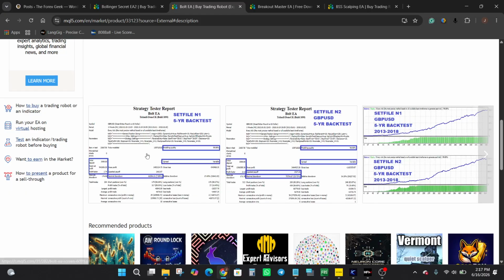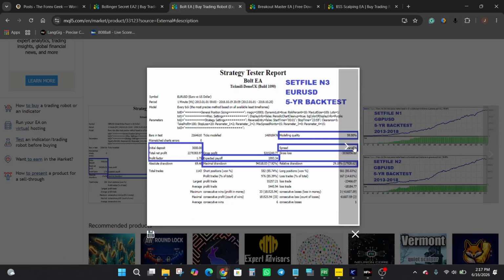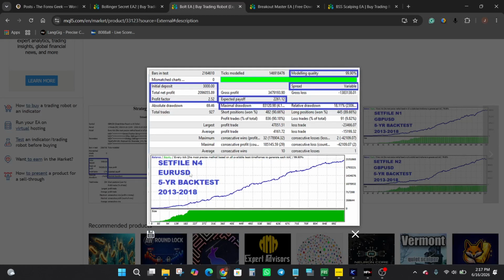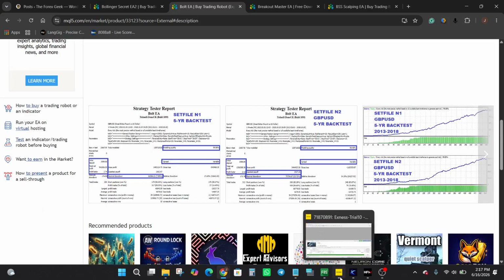This shows the EURUSD backtested results. Set file N4, 5-year backtest still. Initial deposit $3,000, total net profit over $2 million. And I can see that the modeling quality was 99.9%, and the maximum drawdown was, I think this should be about 4.1 something percent.